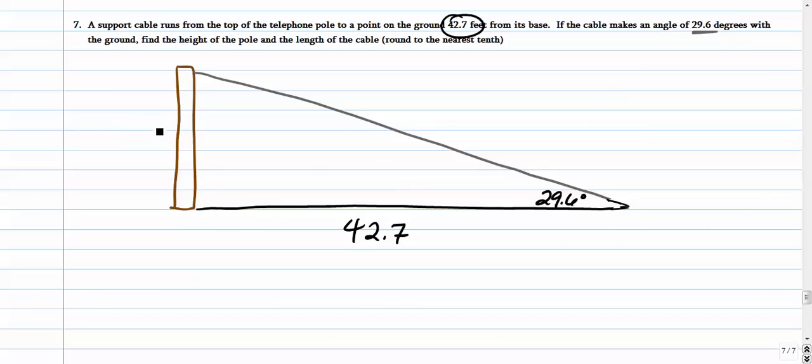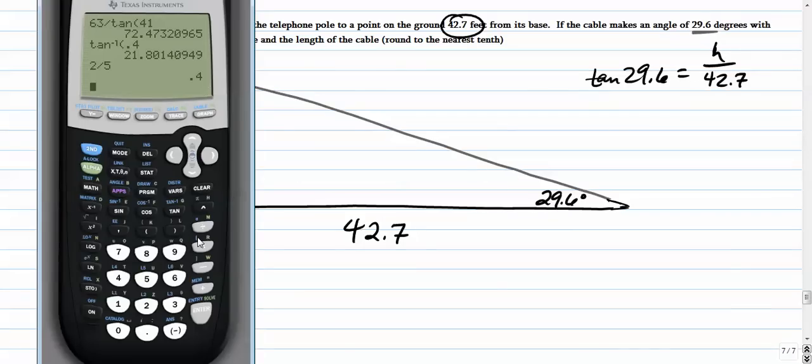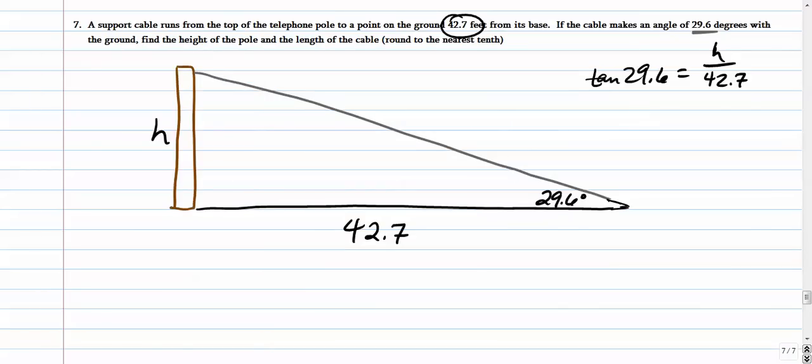All right, so we're looking for, number one, this distance right here. We'll call that h rather. So we go tangent of the angle is h over 42.7. All right, so let's find that. We'll multiply 42.7 times the tangent of 29.6. So the height of the telephone pole is 24.257. 24.257 feet is the height of the pole.